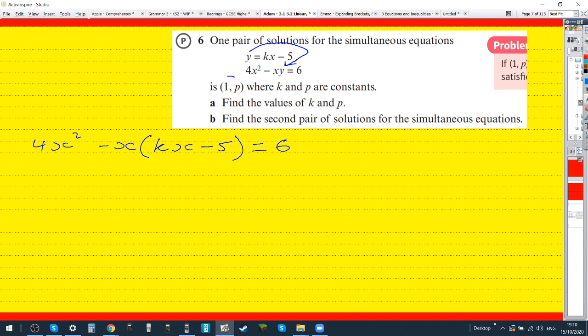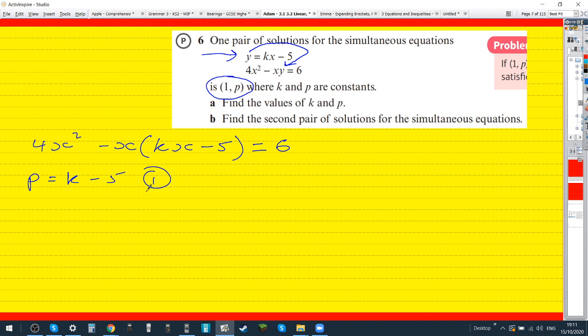They say when x is 1, y is p. So replace all the x's with a 1 and all the y's with a p. Let's start with the first one. So y with a p, so it'd be p equals k times 1 minus 5. Yeah, 1k, I'll just write k. So p is equal to k minus 5. So then do the same thing for the second one.